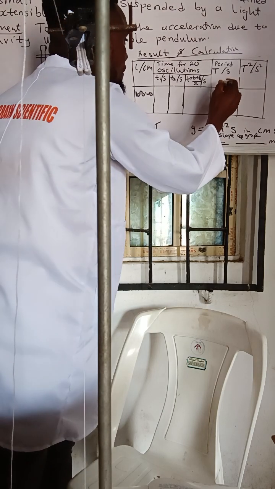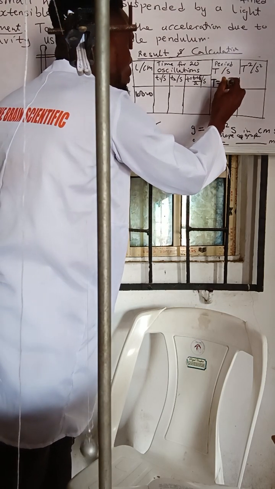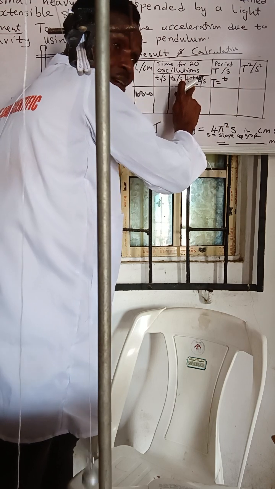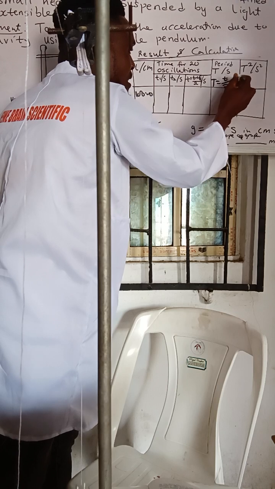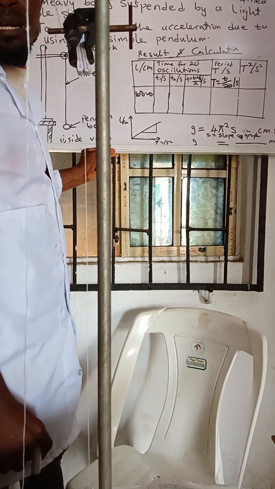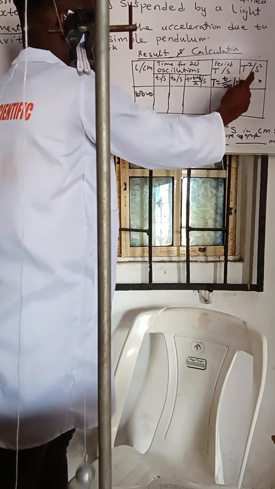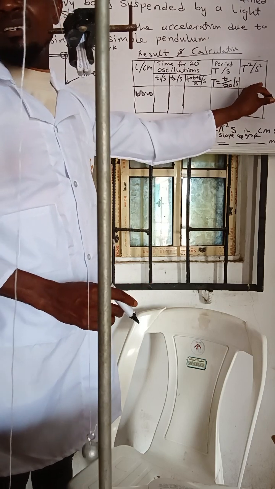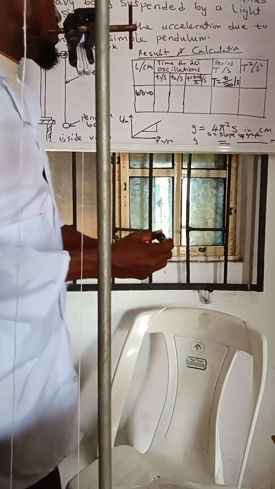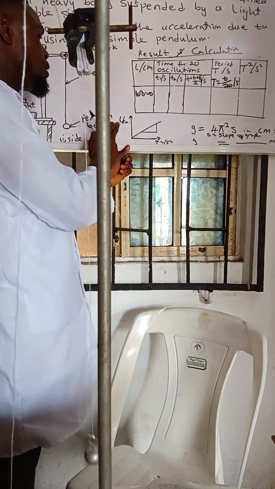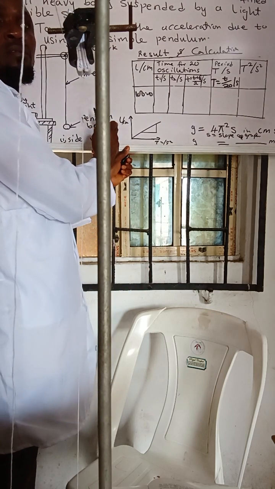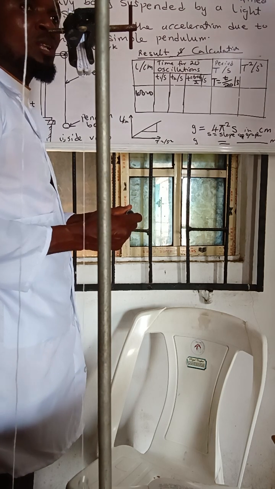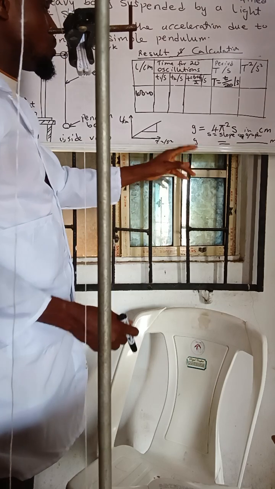So the period T will be equal to the average time you have here, all over 20, in seconds. Then you take the square of T. After you have done that, you are going to plot a graph of L on the vertical axis and T squared on the horizontal axis.